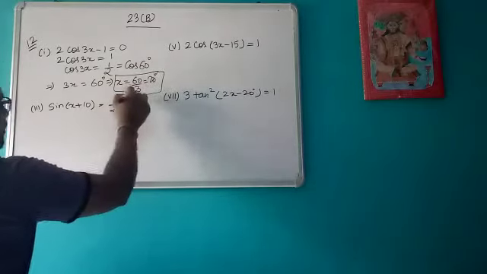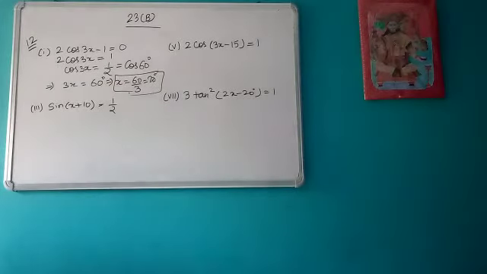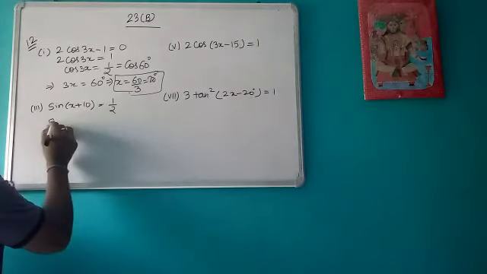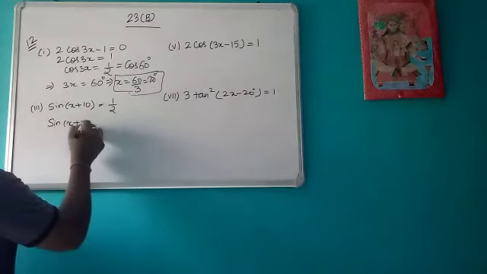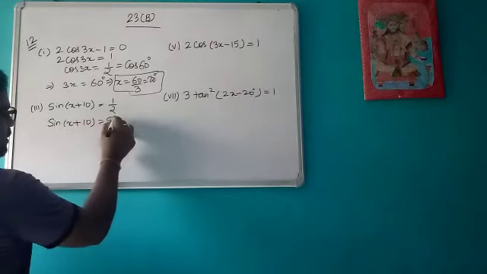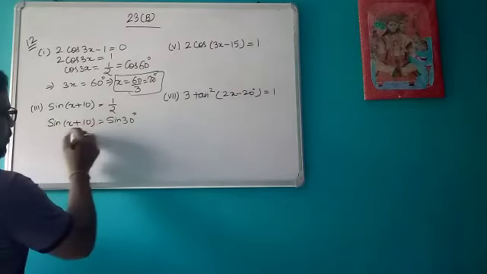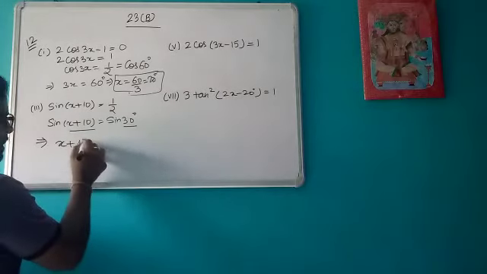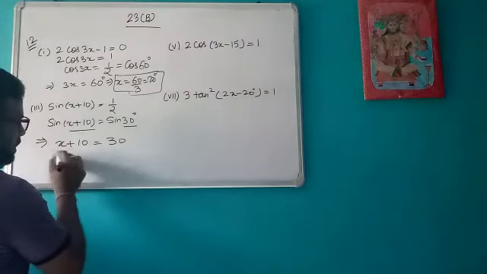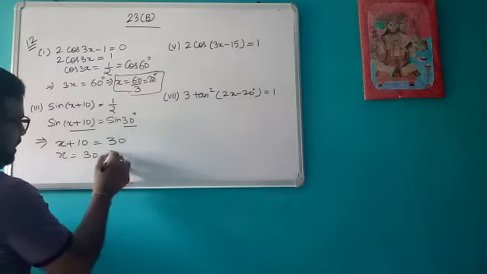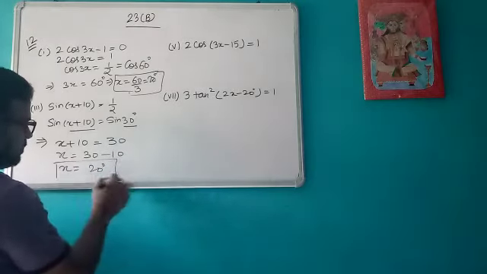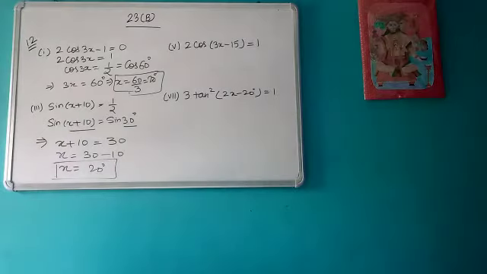Okay, so again what we have used is the standard value of the trigonometric ratios. Suppose it is equal to half. So what we know, when sine is half, it is 30 degree. So we will compare these two values. You will get x plus 10 is equal to 30 and x will be 30 minus 10, that is 20 degree. Okay, like this.